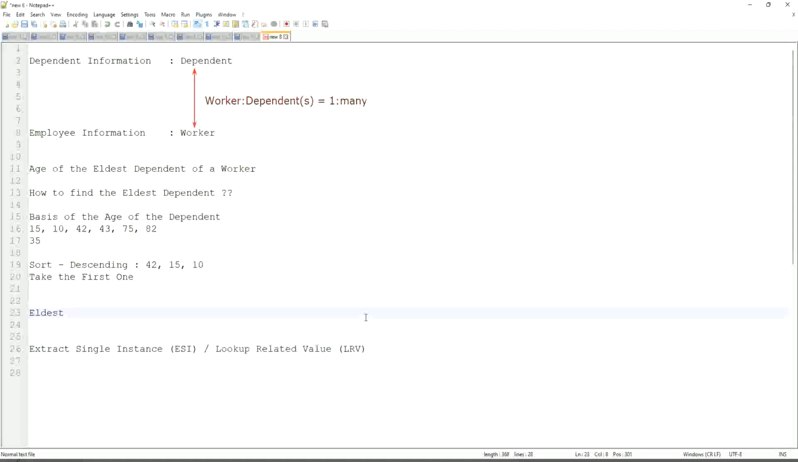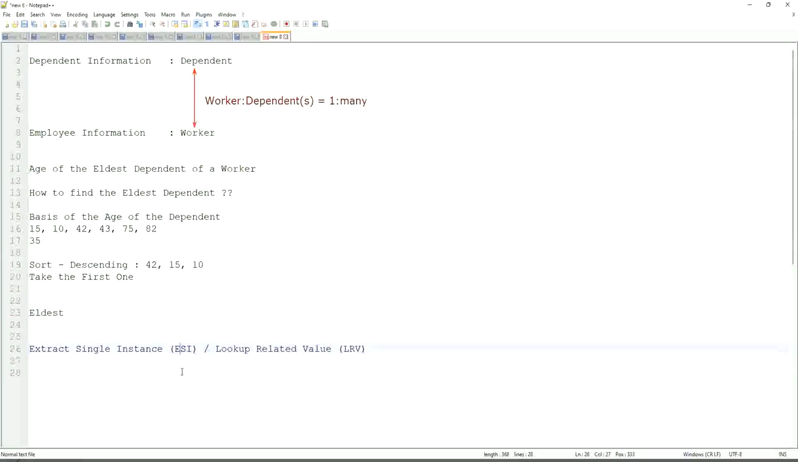They work in combination. We do not only leave with ESI. Once we extract the ESI, we use it to get some value. That's the LRV. Like here, we are going to get the age of the eldest dependent. The eldest dependent will be returned by the ESI, and the age of that eldest dependent will be an LRV. This will be a very, very common question.